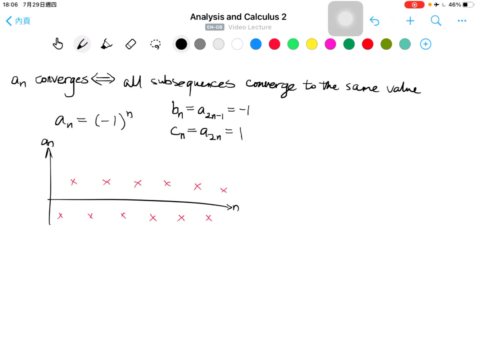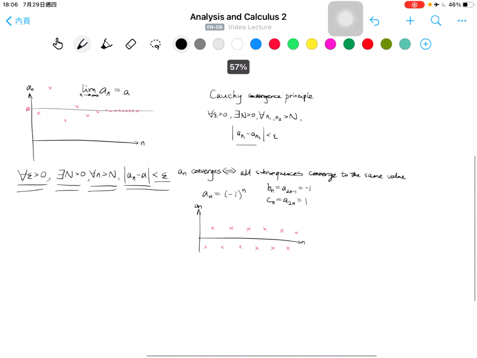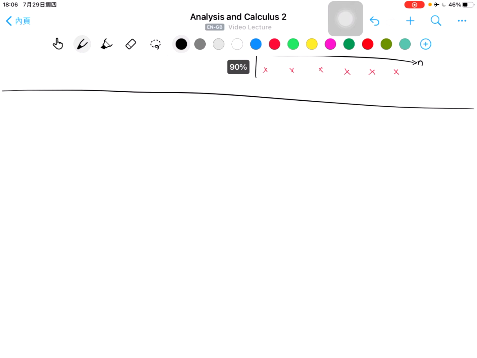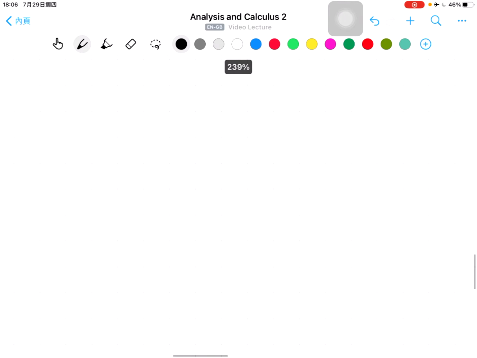Now that we know some tests to determine whether a sequence converges, can we know something about convergent sequences? Is there any property of these converging sequences that we might want to pay attention to? Of course there is. It's not there for no reason. There must be something that we have to pay some kind of attention to. So, properties of convergent sequences.